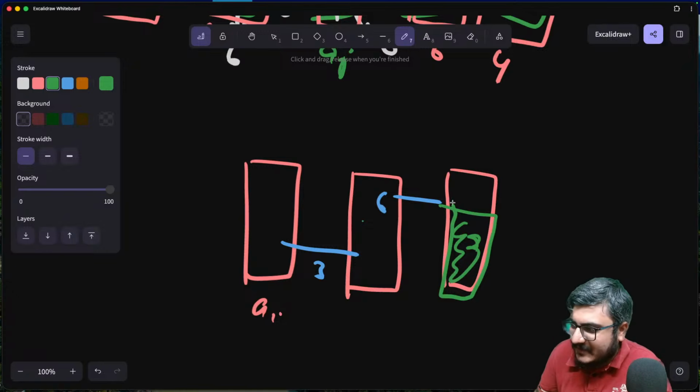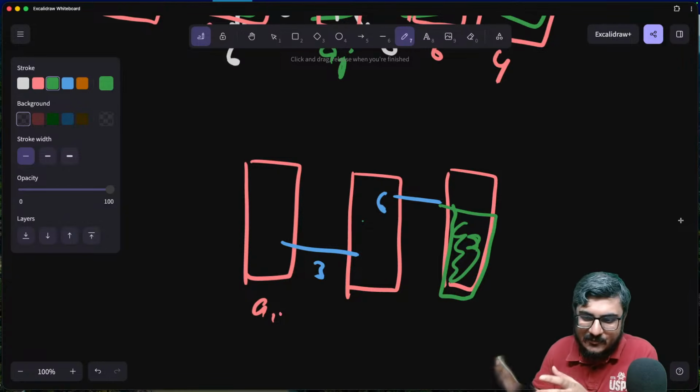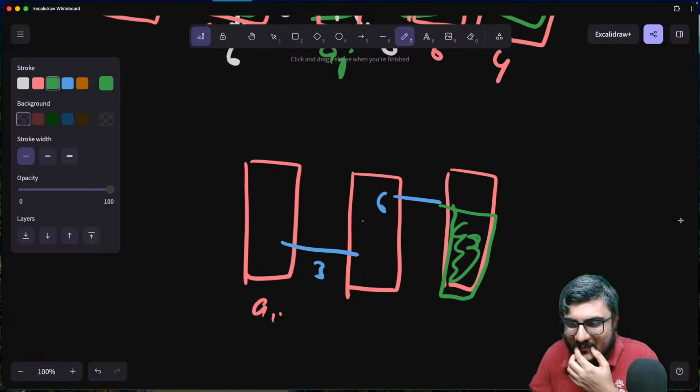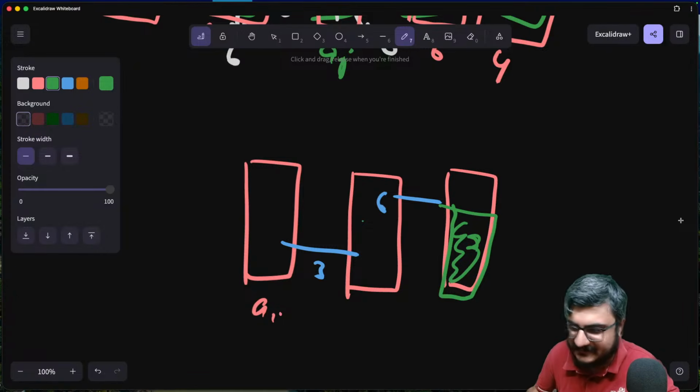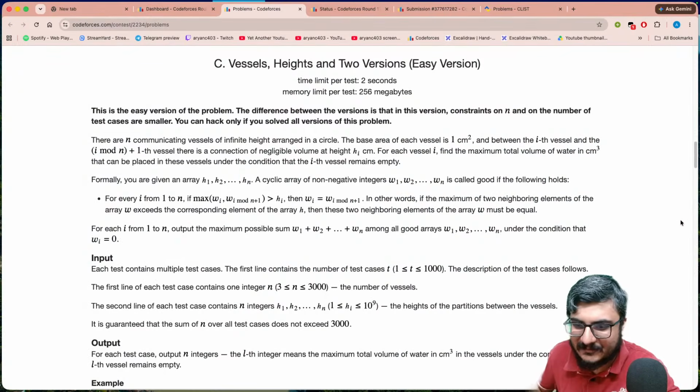From this side, if I am filling water up to 6, then water cannot flow into this 5. So this particular water will not flow this side, so it cannot move further here. And the same goes for the other side as well. That's why I am taking the minimum of both of the sides. We don't have to fill AI. That's the crux of the problem.